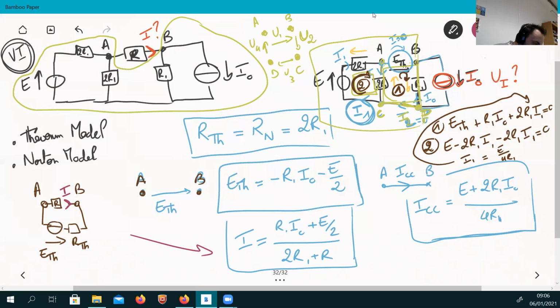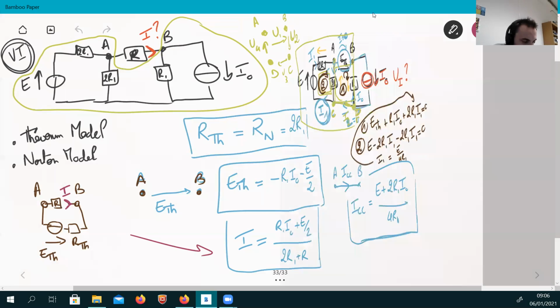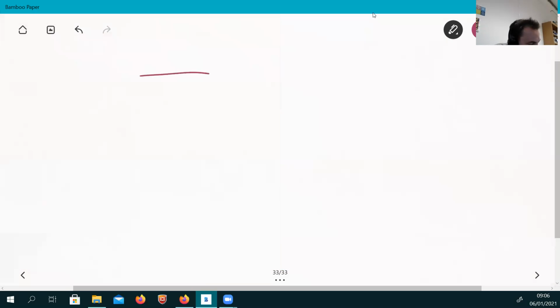So for Norton, you're looking for the same resistor, and then you have to redraw your circuits linking A and B with ICC.